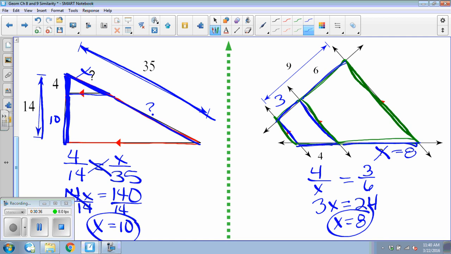They're all proportional. Okay? So you need to finish that worksheet that you got yesterday. Tomorrow, we're going to review all this stuff again. And then Thursday, we're going to take a quiz on this stuff.